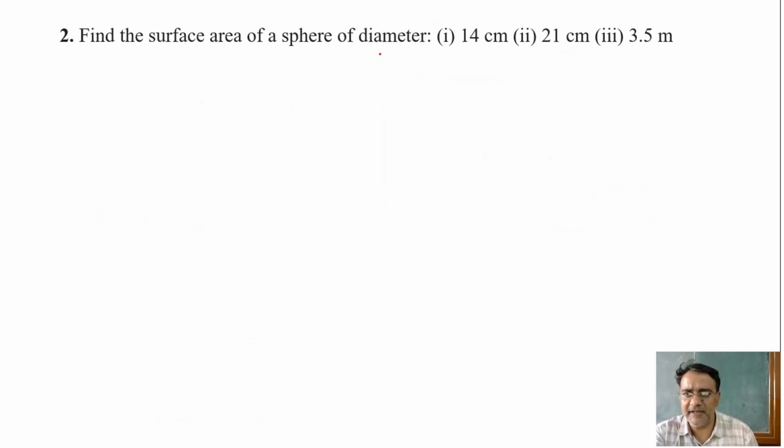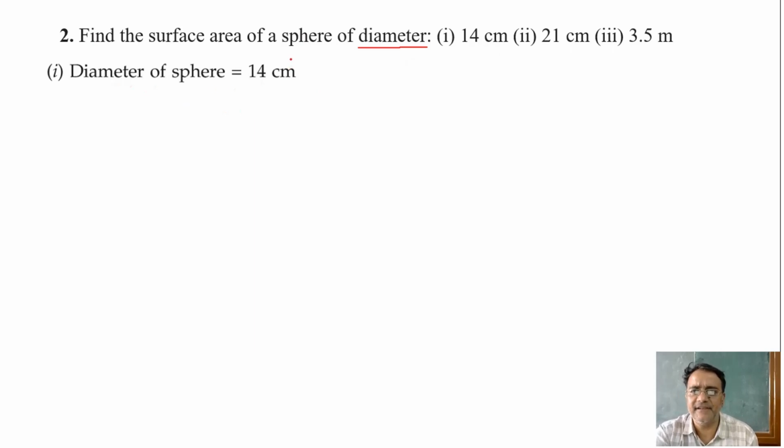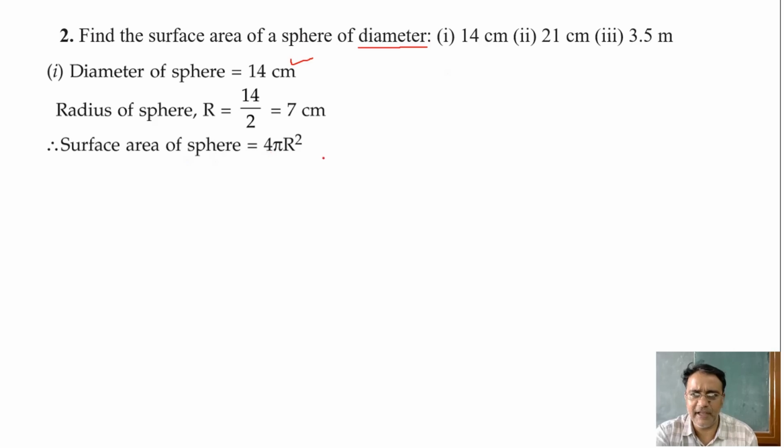This is a similar question, but in place of radius, diameter is given. Same question, but here diameter is given. In the previous question, radius was given. So first bit, the diameter of the sphere is given as 14 centimeters. So what will be the radius? 7 centimeters. Right, very good. So now write the formula, 4πr², the surface area of a sphere, and substitute the value of pi and r, that is 22/7, pi, and r is 7. One 7 cancels, so 22 × 7 × 4, we will get 616 cm².